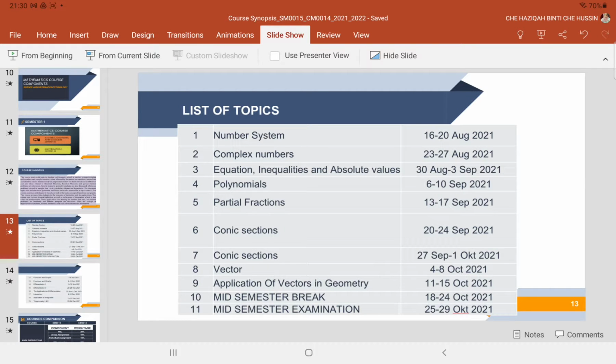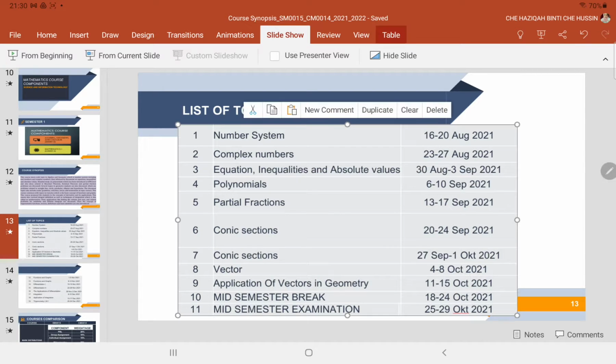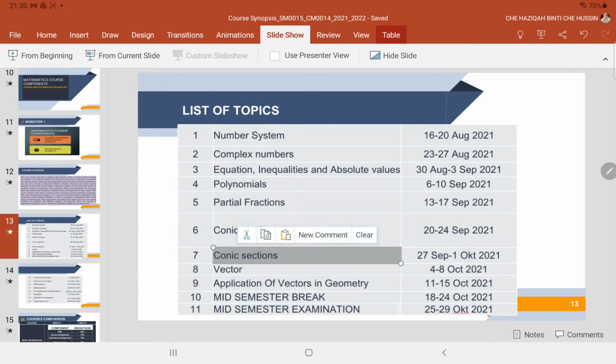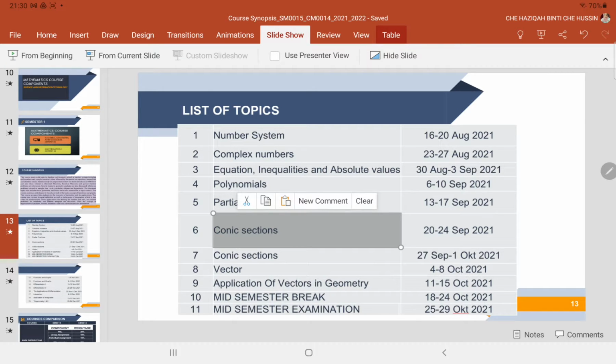Now we look at the list of topics here. We have the number system from 16 to 20 of August, and then complex numbers, equations, inequalities, absolute values, polynomials, partial fractions, and conic sections. We will spend 2 weeks on conic sections, then the topic of vectors, and before we go to the mid-semester break, we will have application of vectors in geometry.